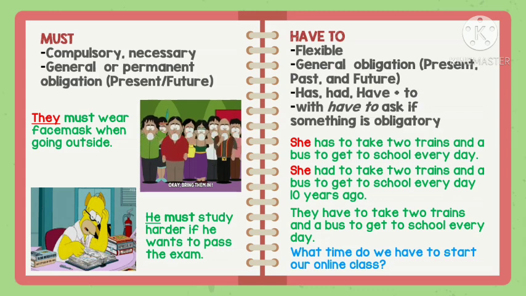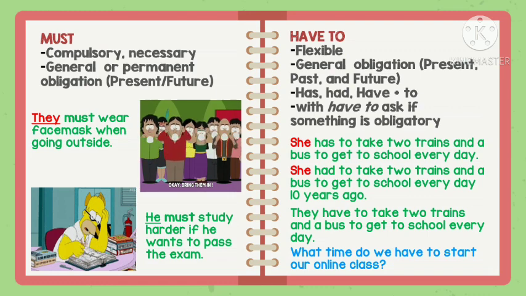Must and have to both express general or permanent obligation. They also give strong recommendation, advice, and opinion to the receiver of the action. The little difference between the two is must can be used in the present and the future tense. On the other hand, have to can be used in the present, the past, and the future. Let's take a look at the following example.